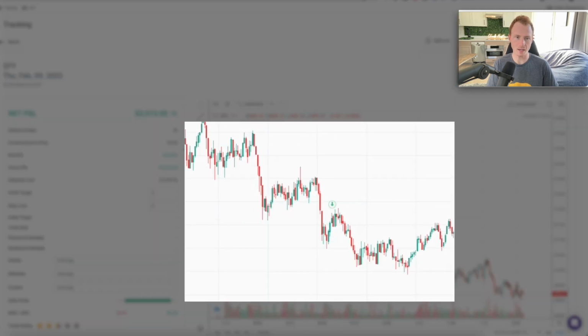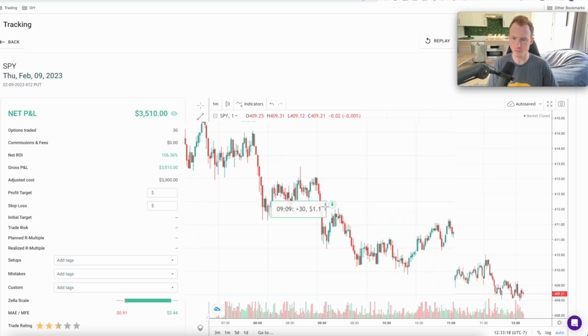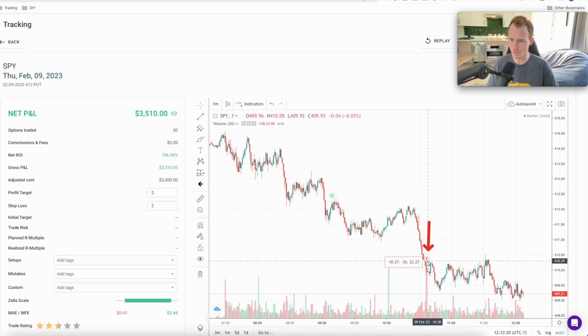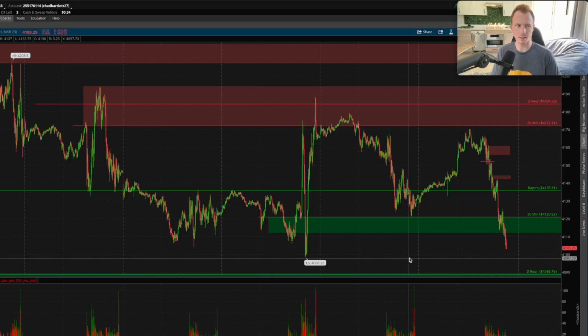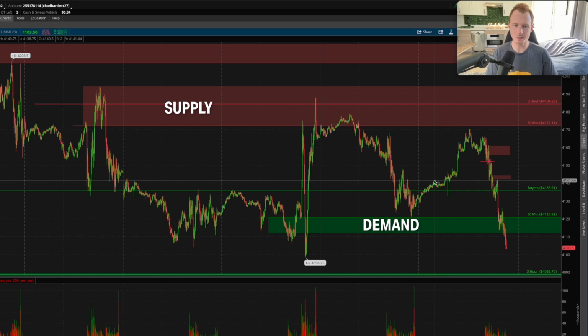So let's go into my actual trading chart and show you my thought process of why I entered. As you can see, we were in puts, and I got in way down here after this big initial flush that we got. All right, as you can see, this is my chart. These are the zones I was looking at. Red means supply, green means demand. I'm mainly a supply and demand trader.